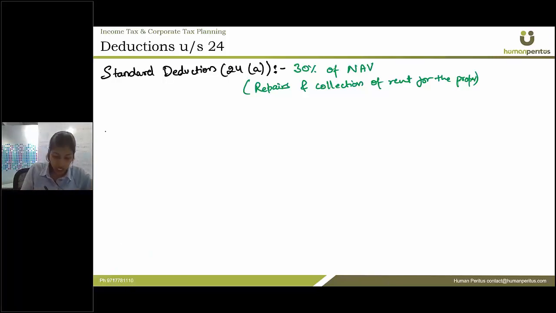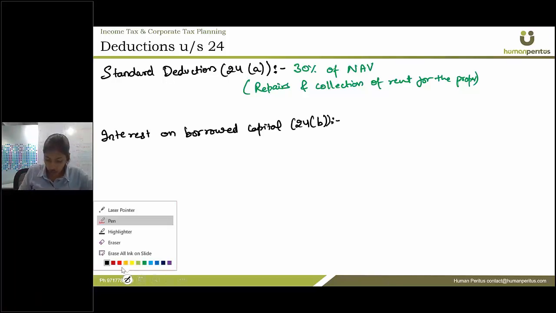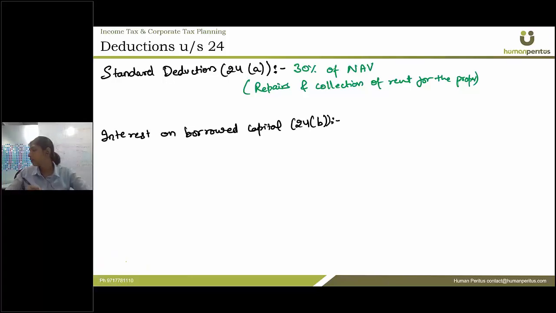Second deduction is interest on borrowed capital, which is section 24 subsection B. Interest on borrowed capital says that the person can claim deduction on the interest on the loan that he has taken for the property.